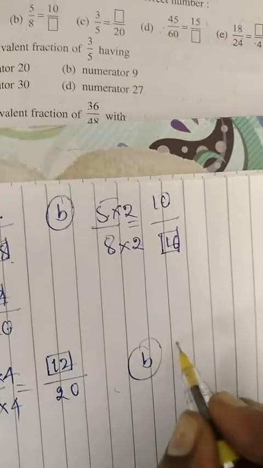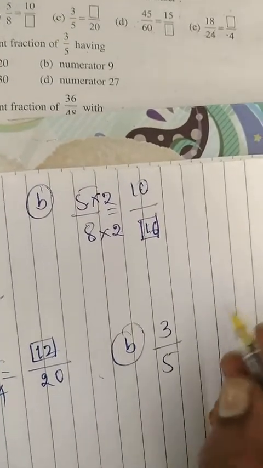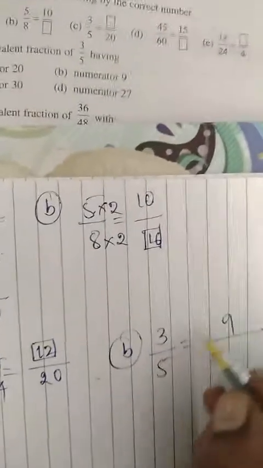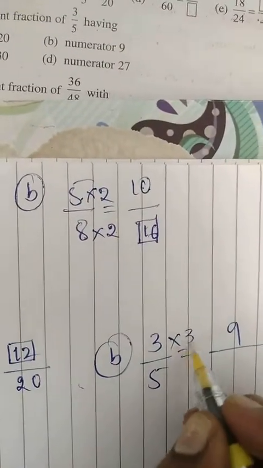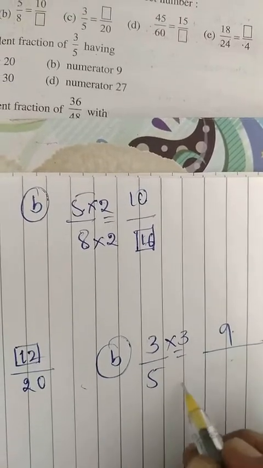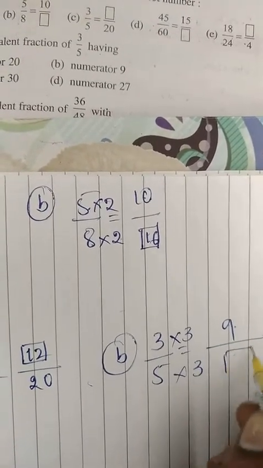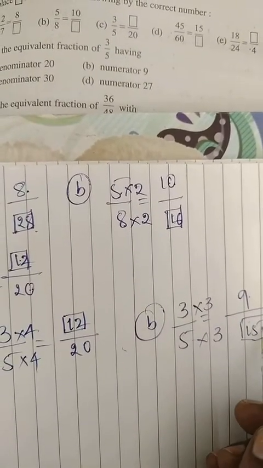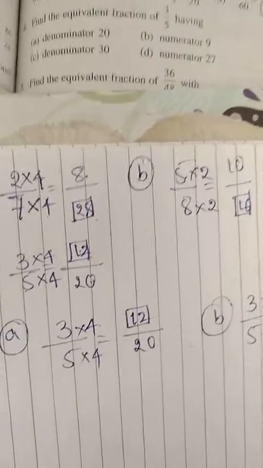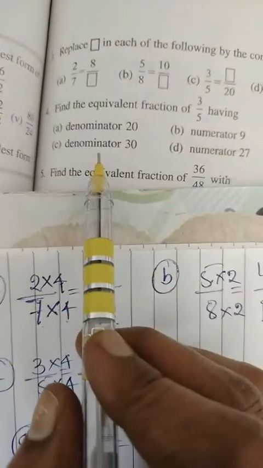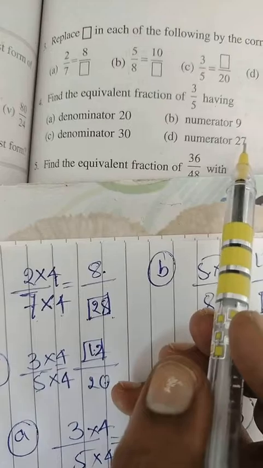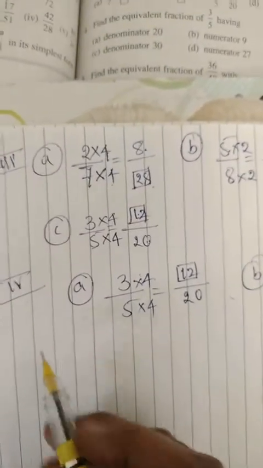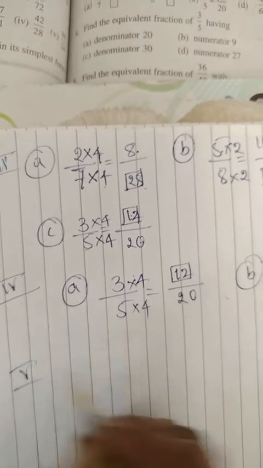One numerator I explain. B. 3 by 5 equal to, numerator they given 9. Yes, 3 3s are 9. Here 5 3s, box answer 15. 5 3s are 15. Understand? Okay. Remaining denominator and numerator you only solve like this. Okay. Fifth main.